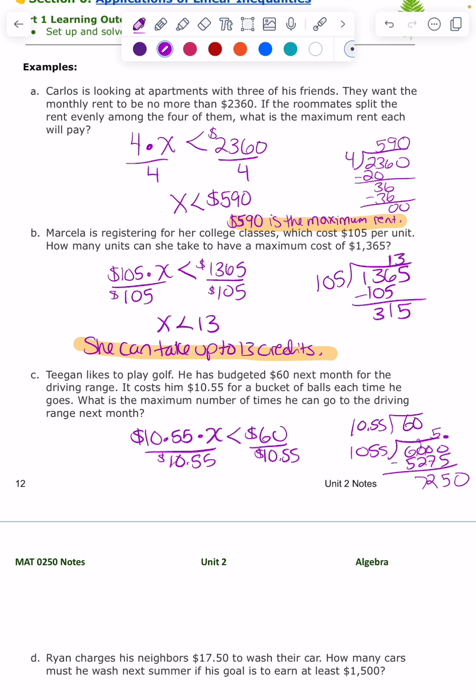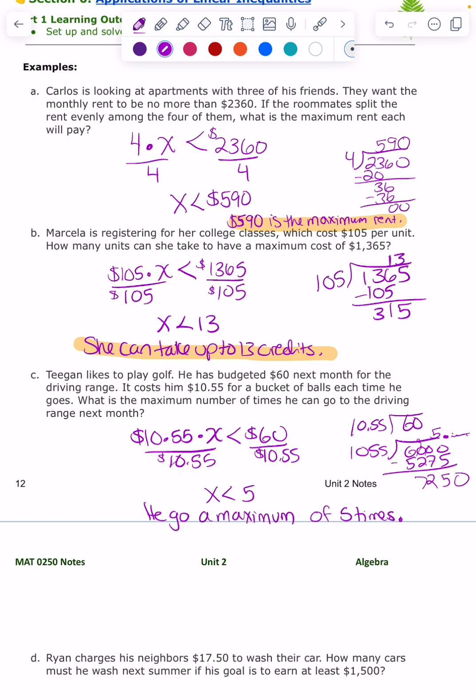All right, so it's going to be 5 and some change, right? And it actually doesn't matter what that is because he can't go more than 5 times, because if he goes a 6th time, it's going to go over his budget. So X has to be less than 5. He can go a maximum of 5 times. I hope that makes sense.